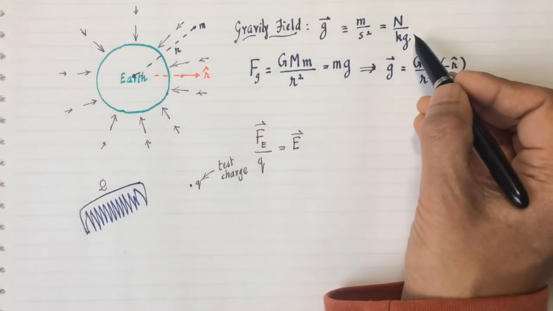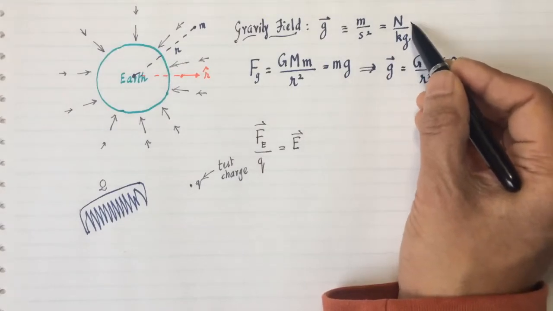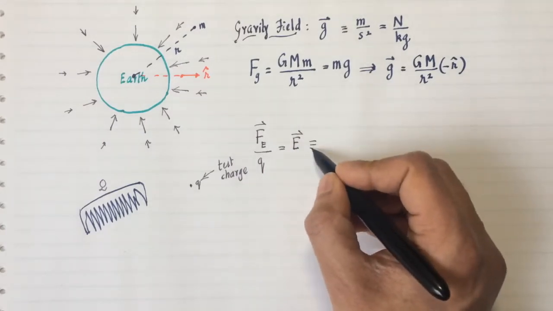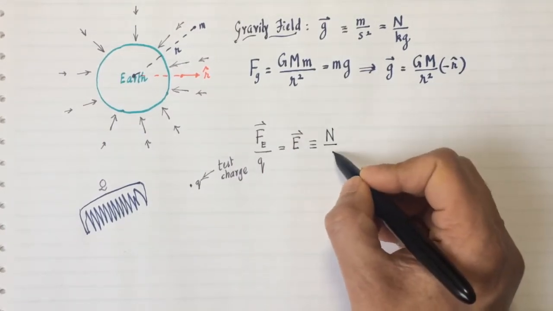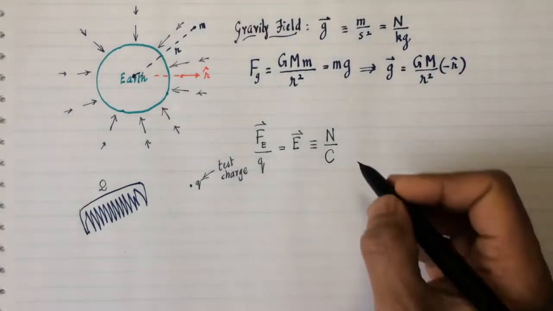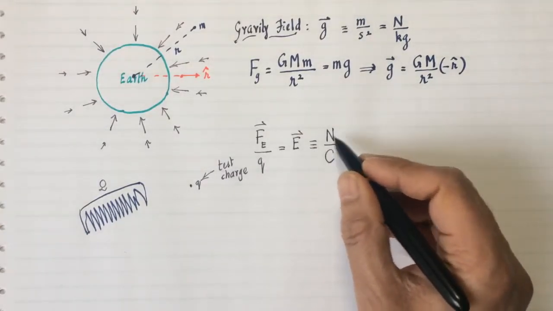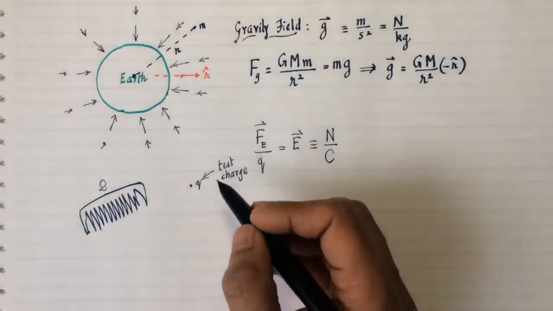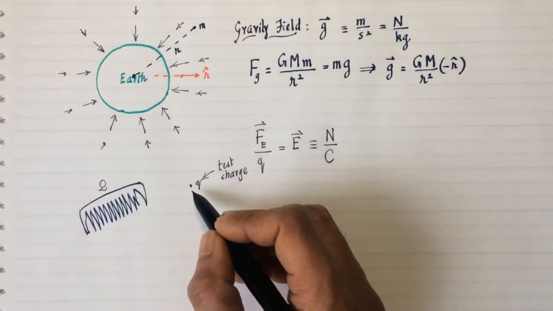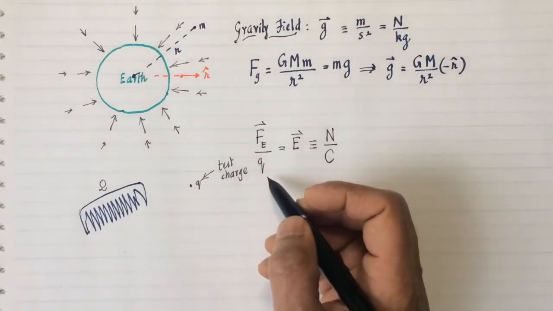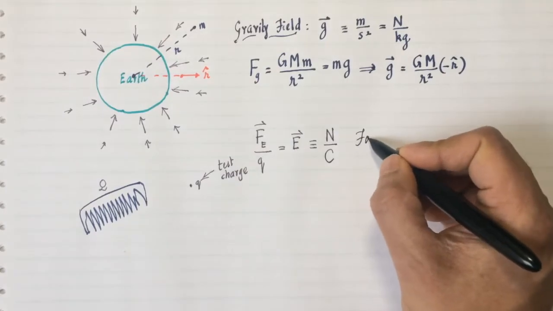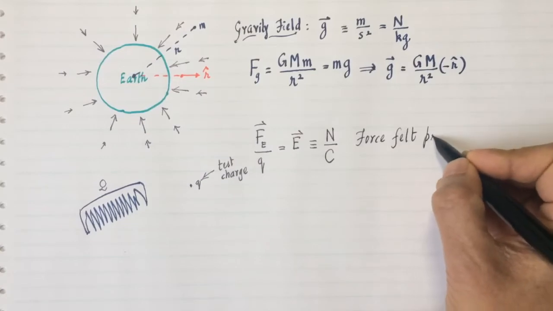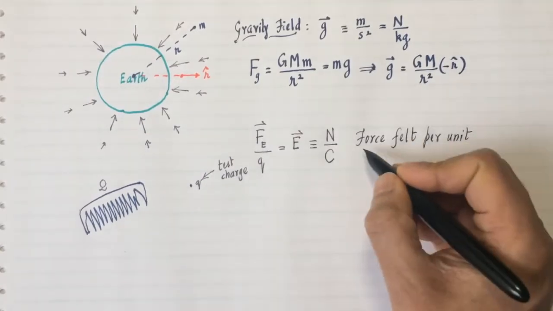And you notice that I put the units of the gravitational field to be newtons per kg, and that is because the units of electric field are very naturally newtons per coulomb. Later on we'll find alternative units for the electric field, but right now this is the most basic definition of the electric field. It is the force that a test charge feels at any given location divided by the magnitude of the test charge. So I'll write here, it's force felt per unit test charge.